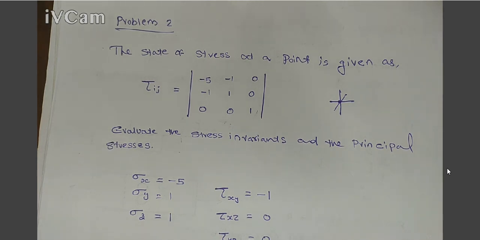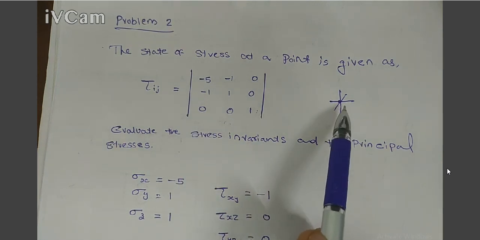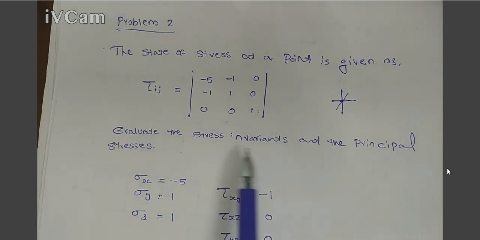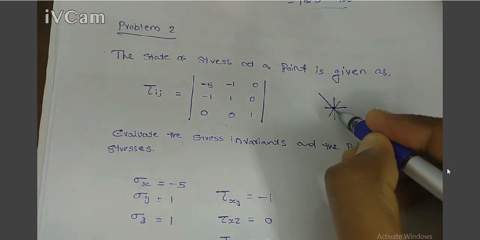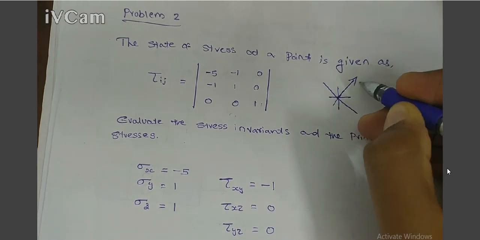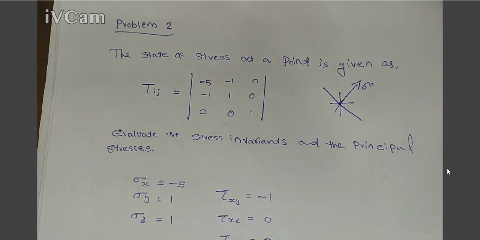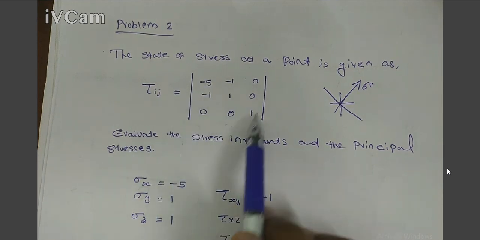Okay, these are the 9 stress terms, the stress components on the 3 mutually perpendicular planes at this point. The question is to calculate the stress invariants and the principal stresses. There will be a plane where the normal stress, sigma n, is maximum. That plane is called the principal plane and the corresponding stress is called the principal stress. So next we are going to calculate this principal stress using this information.